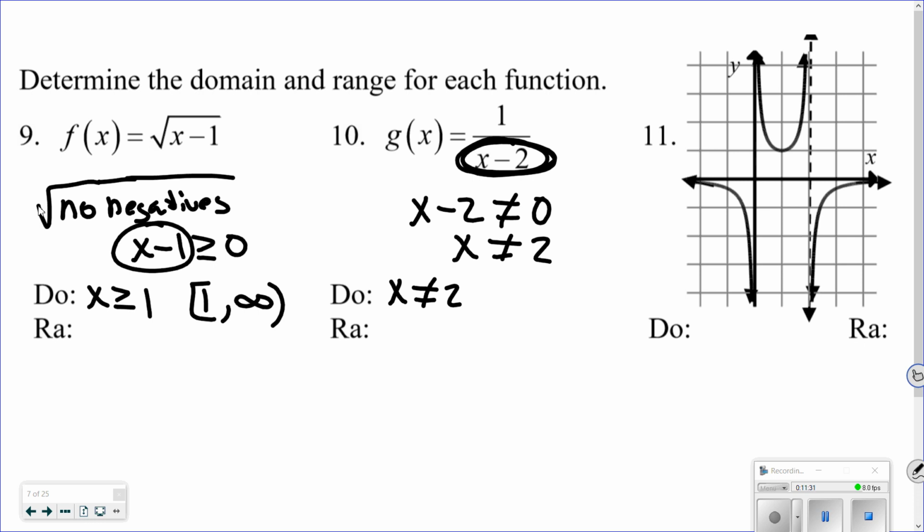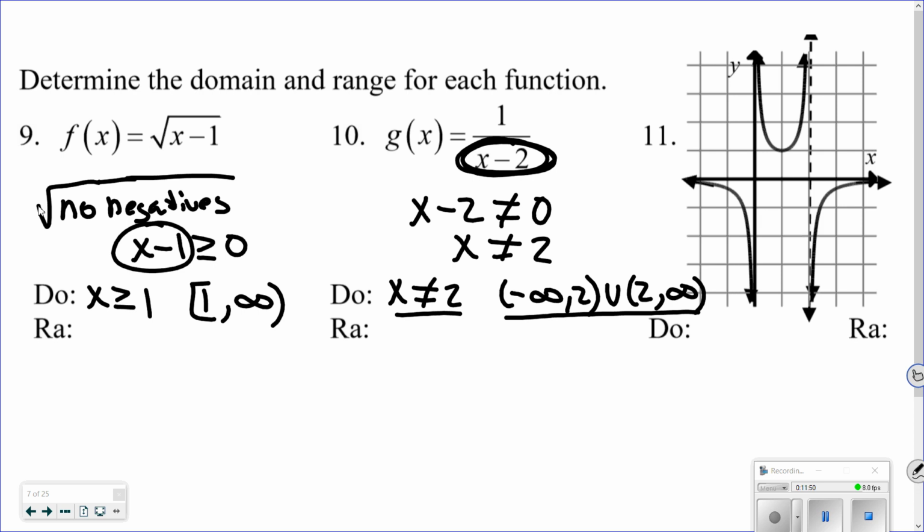That's one way to write it. So that means it can be anything but 2. Or I can write it this way. It goes from negative infinity to 2 with a parenthesis because it cannot equal 2. I do a union, and then it goes 2 to infinity. This and this are the same thing.